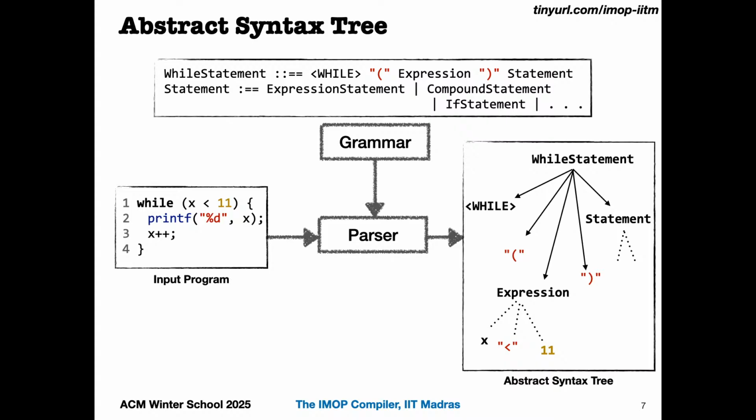How many children does the while statement have? While statement has a token, the predicate, the body. Correct? Is that fine so far?